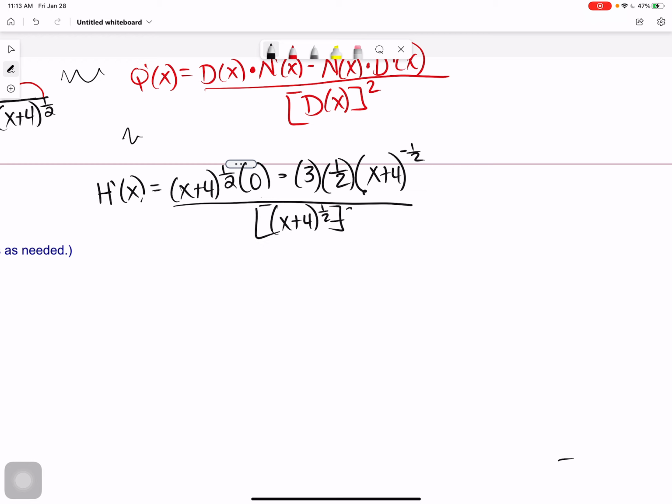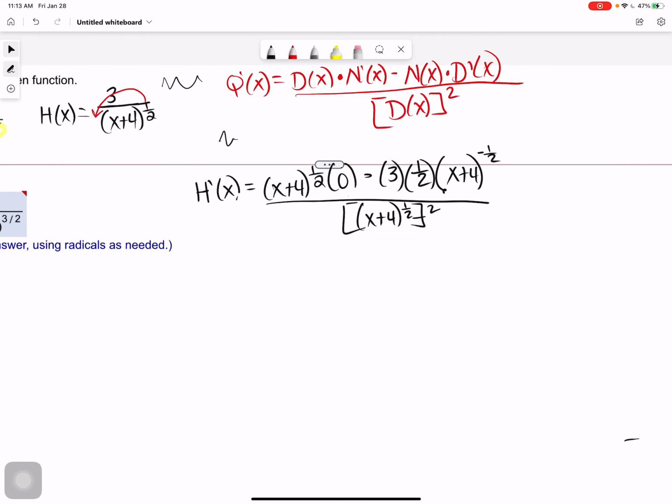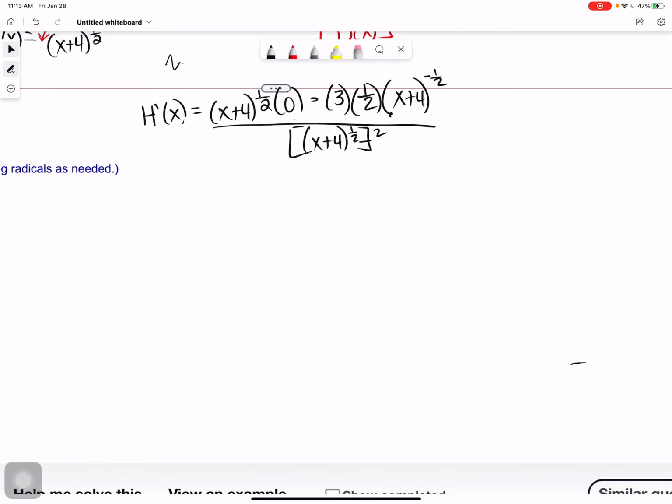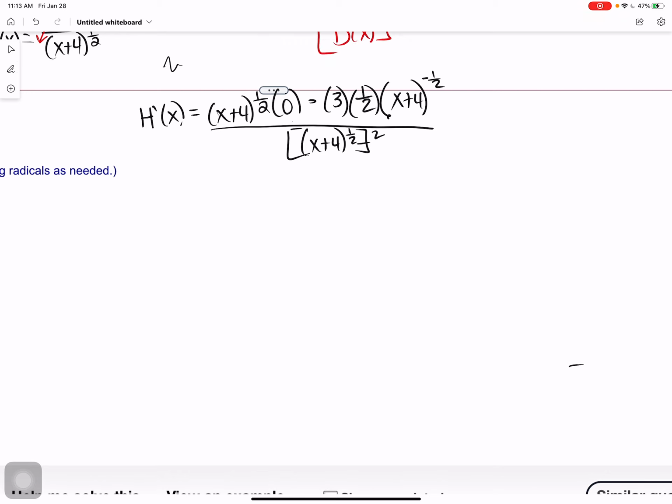Let me move this. The way I'm holding my hand is going to cause my iPad to act up just a bit. So let's move this up so we don't have any issues here.